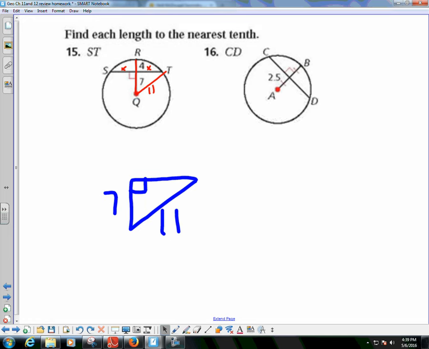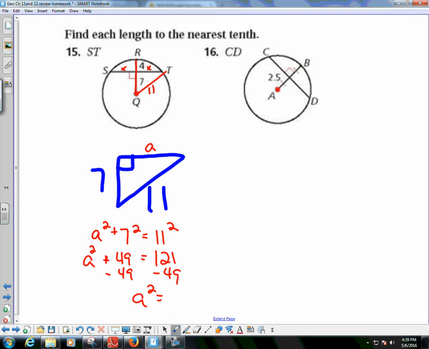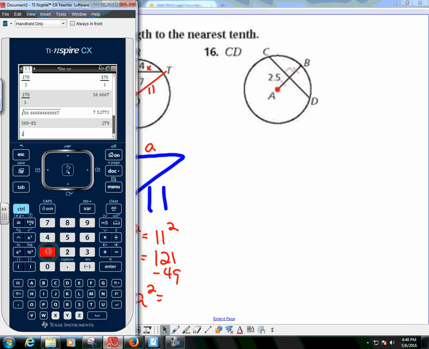Let's make this a little bit bigger. Okay, so I'm going to use the Pythagorean theorem and find A. A squared plus 7 squared equals 11 squared. This is 121, this is 49. I'm going to subtract 49 from both sides. 121 minus 49 gives me 72.